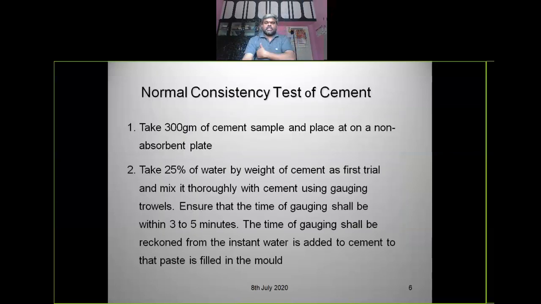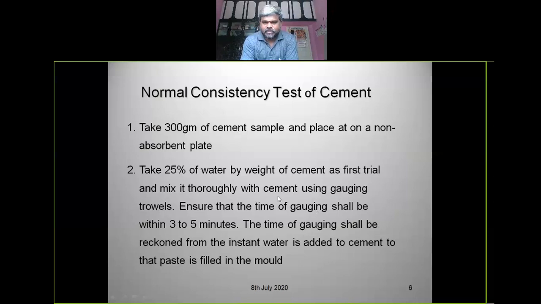The procedure for the normal consistency of cement is to take 300 grams of cement and place it on a non-absorbent plate, and take 25% water initially. It is trial and error. We have to get the plunger penetration within a limit, as we will see. Take 25% of water by weight of the cement. If you take 300 grams, you have to take 25% of this 300 grams as a first trial.